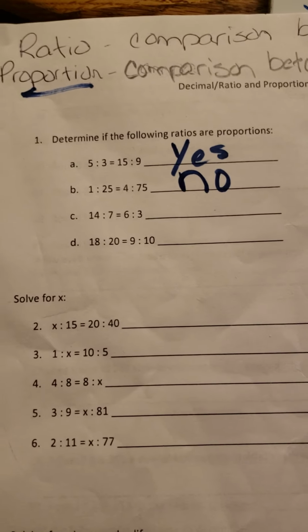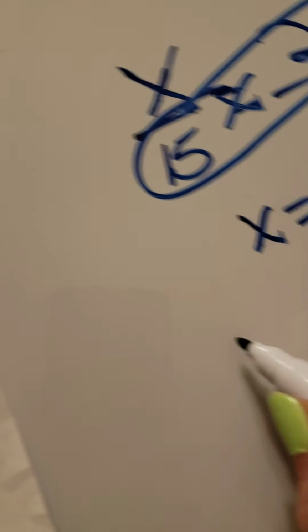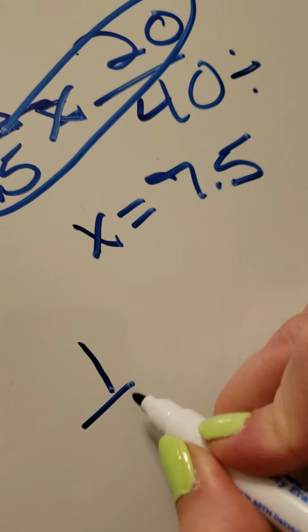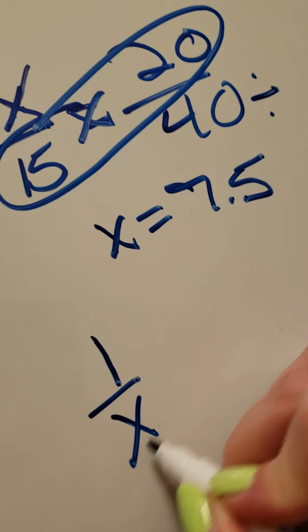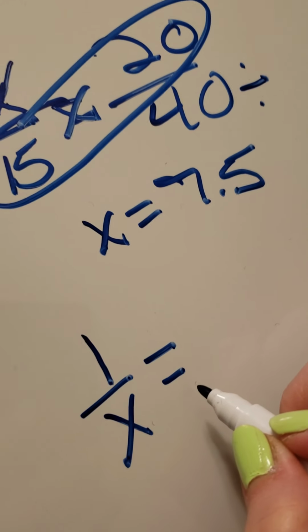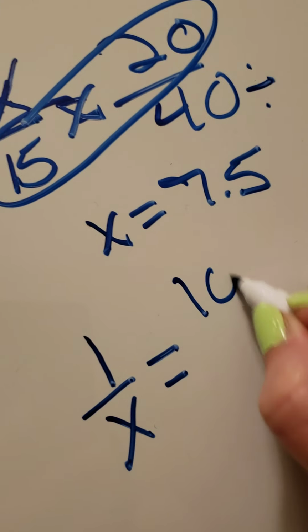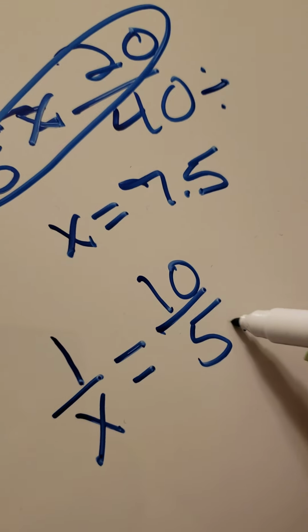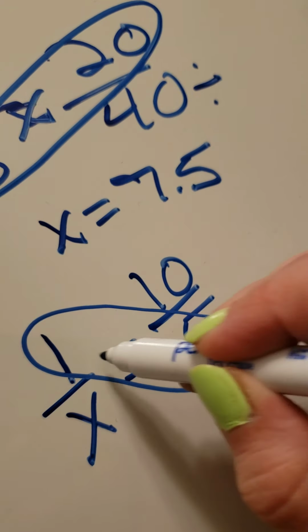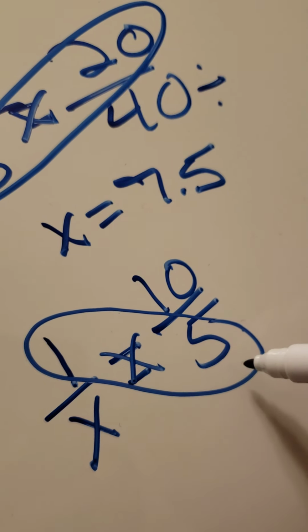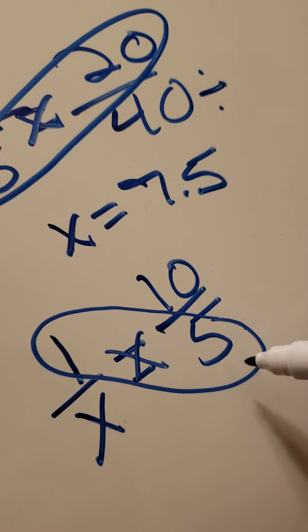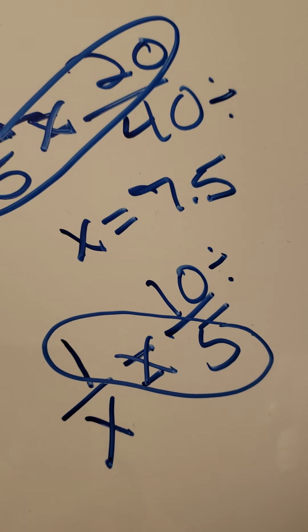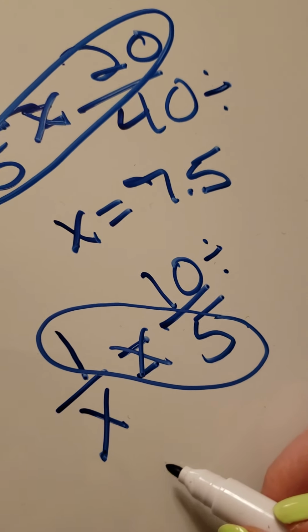Continuing, I'm going to do number 3. We're going to do 1 over x, whatever's read first goes on top, equals 10 over 5. Cross multiply. 1 times 5 divided by 10. I'm going to get 0.5.